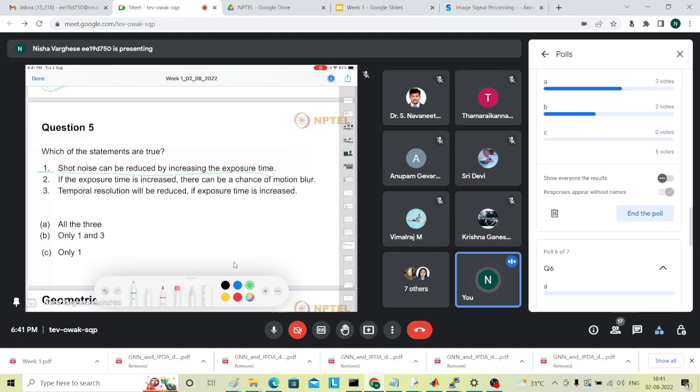Then the third portion is that temporal resolution will be reduced if the exposure time is increased. So what does that mean?